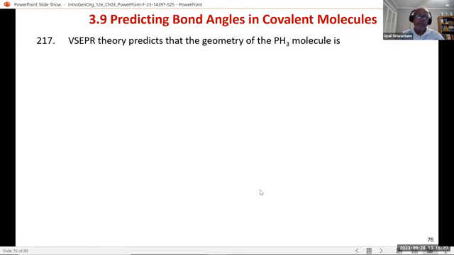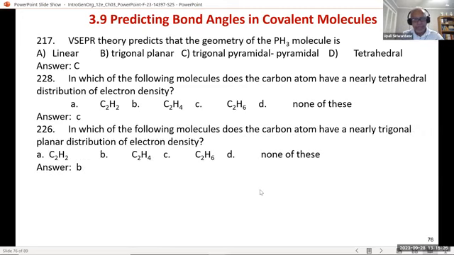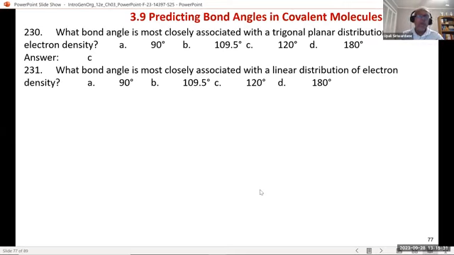Now, this is still about predicting bond angle problems. Trigonal planar has 120.